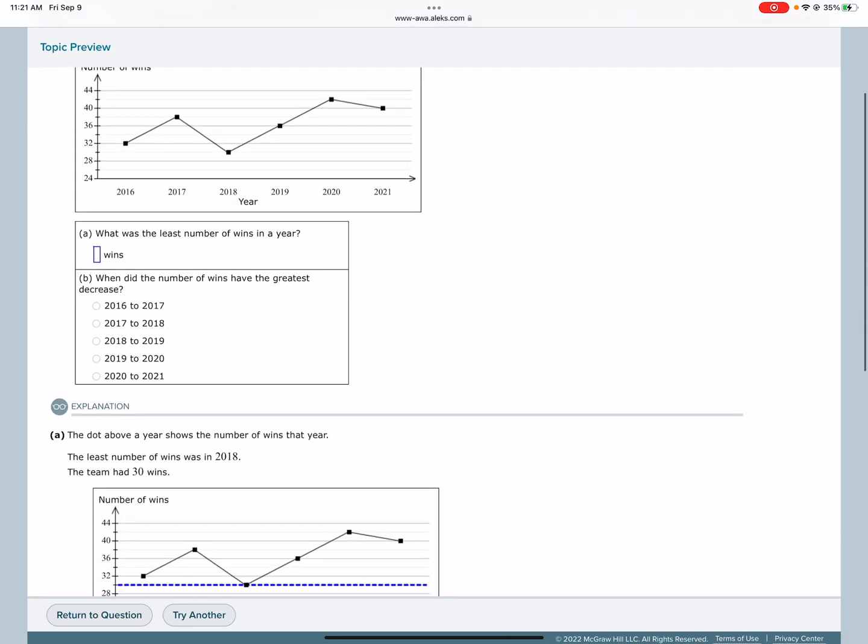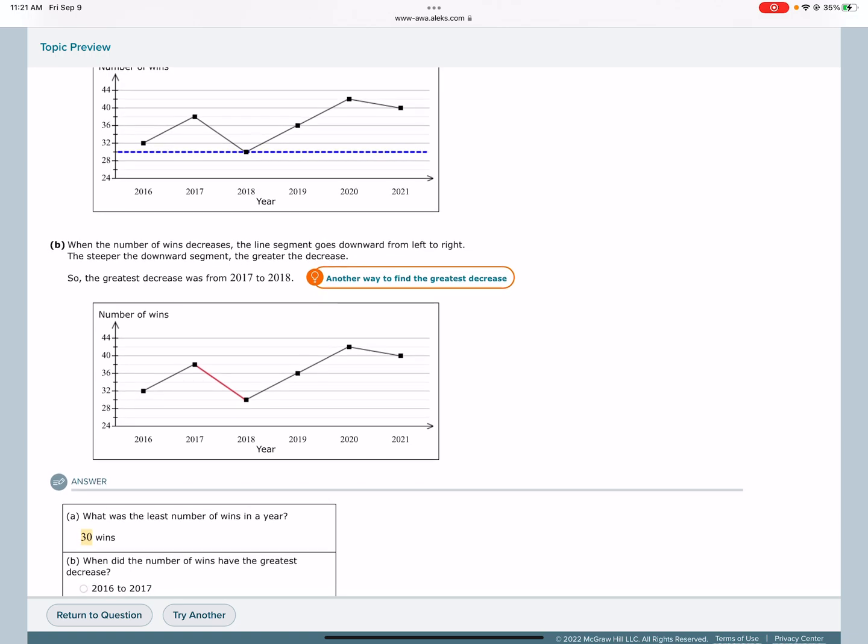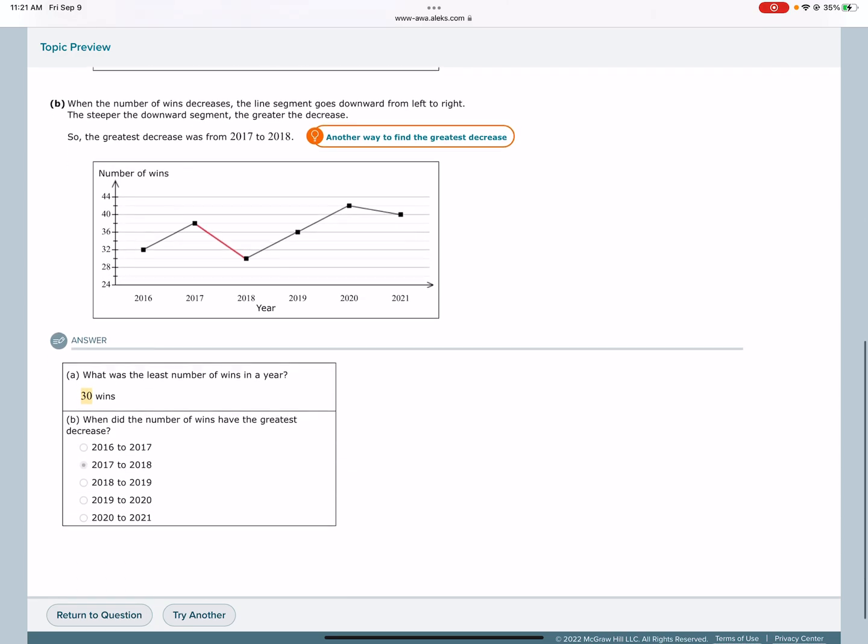So you can see here. Oh, I apologize. I just said 2018 and 2019. Between 2017 and 2018, that's the red line as it goes down. That indicates the least. The dot indicates when it occurred. The line is connecting between the years that it occurred.